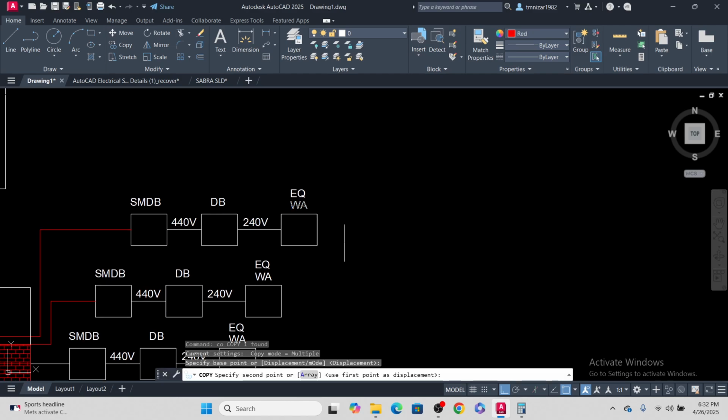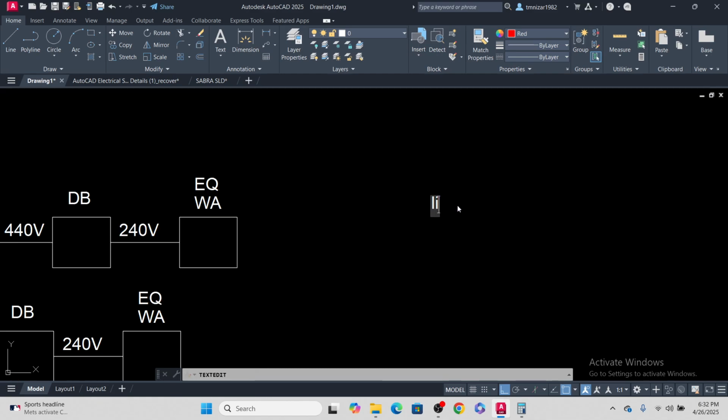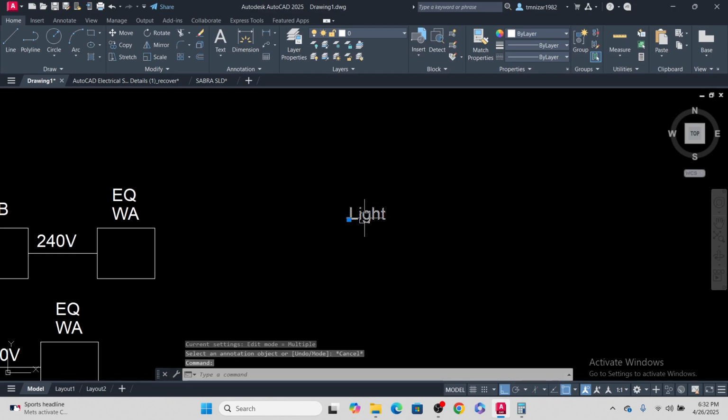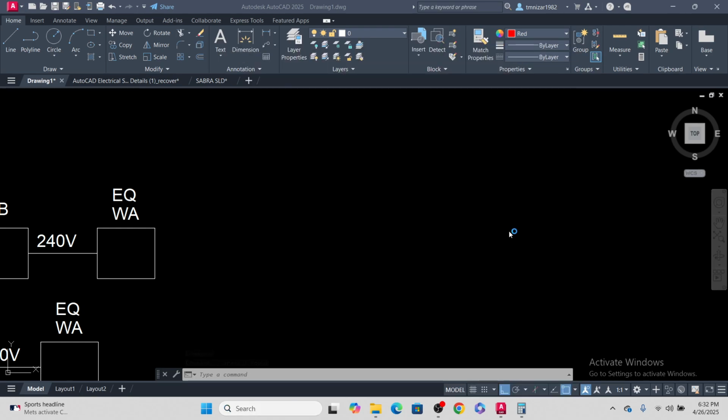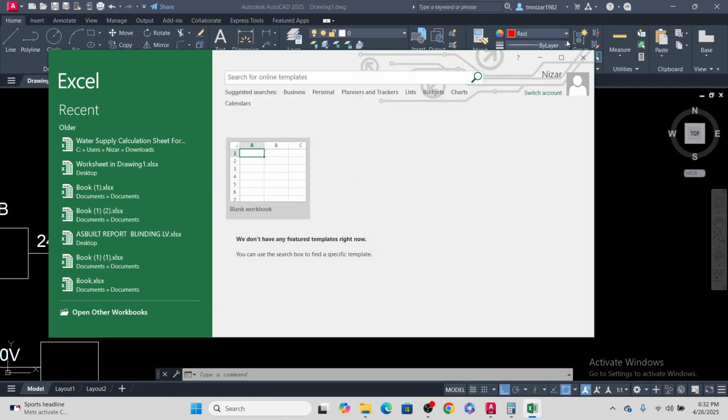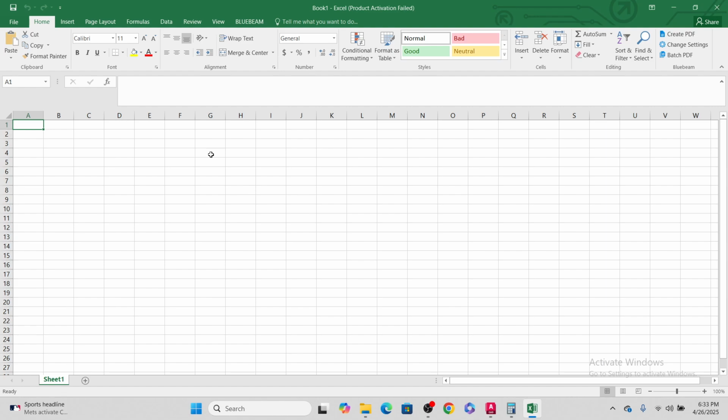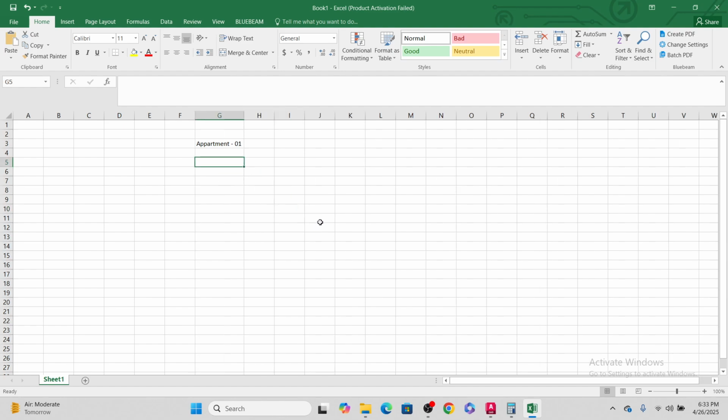So let's say I have a light in one apartment or one room, whatever area you have. Let's go with the Excel sheet, because it's easier. I will take a new page. So I have a light, and we will consider this as apartment dash 01. In this apartment, let's say I have a total of maybe 20-something light numbers.